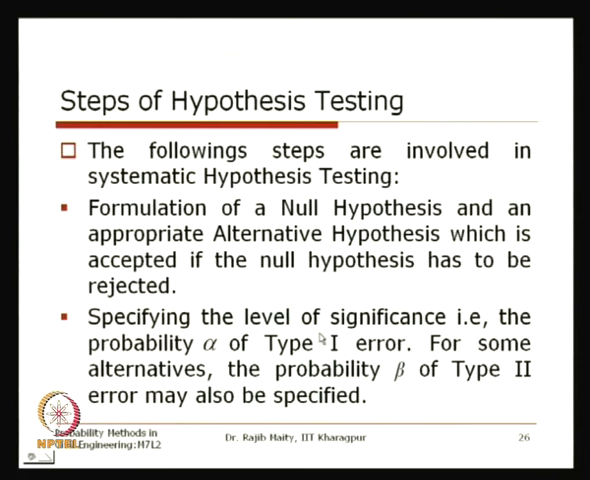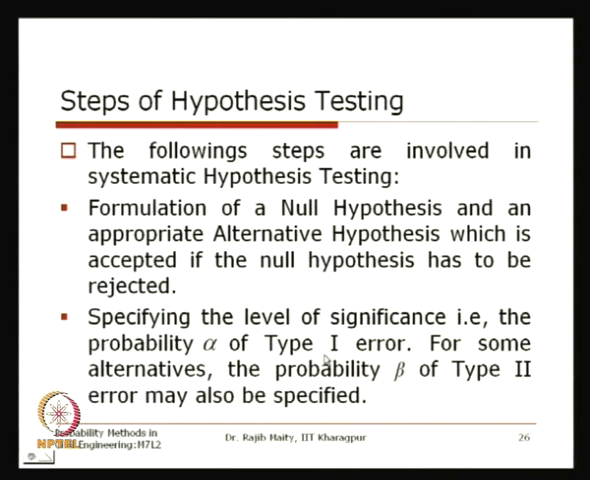Specifying the level of significance, this is the second step. Once we have clearly defined my null hypothesis and my alternative hypothesis, I have to define the level of significance, that is the probability alpha of the type 1 error. As we just told, our goal is to minimize this type 1 error as much as we can. So, generally this alpha we can assign the value of 5% or 1%, like alpha equals 0.05, alpha equals 0.1; these are the typical values of alpha.